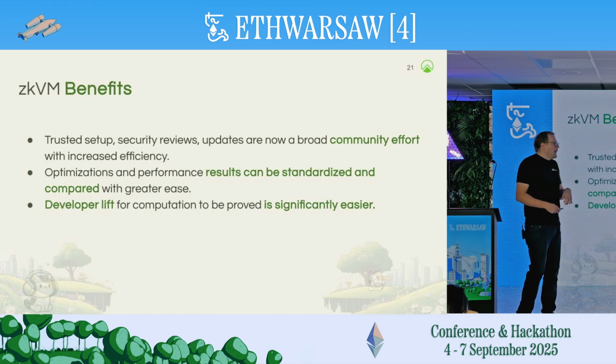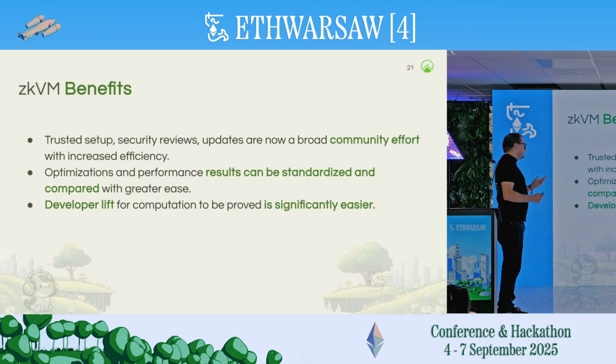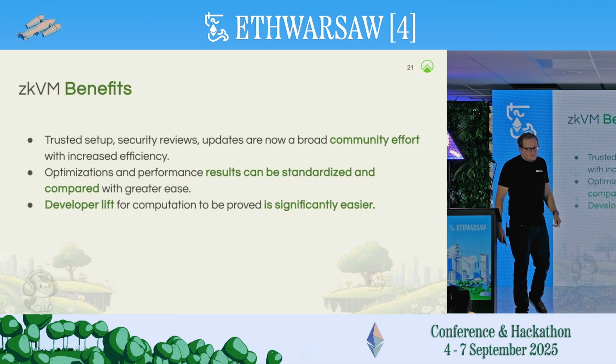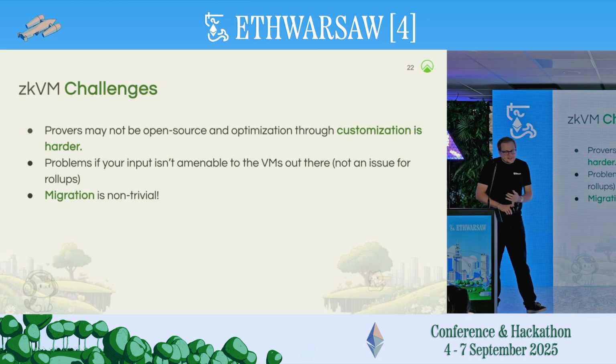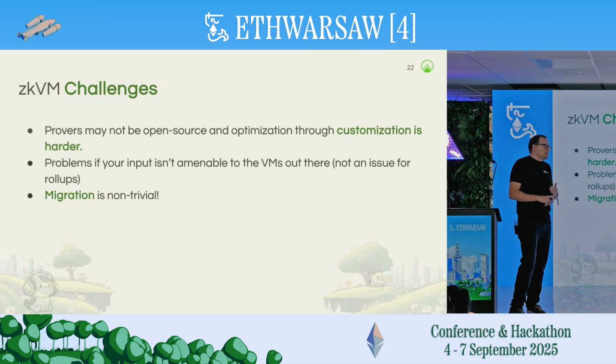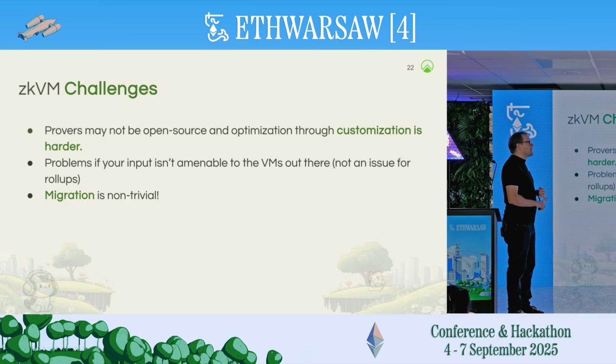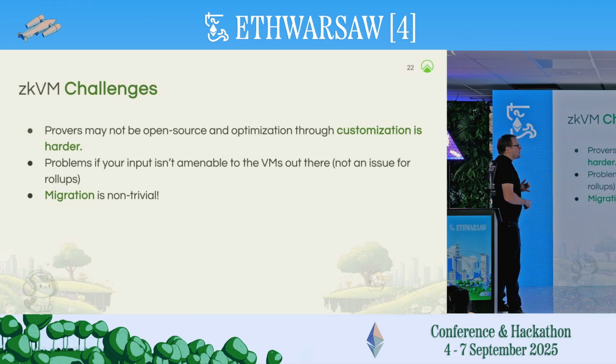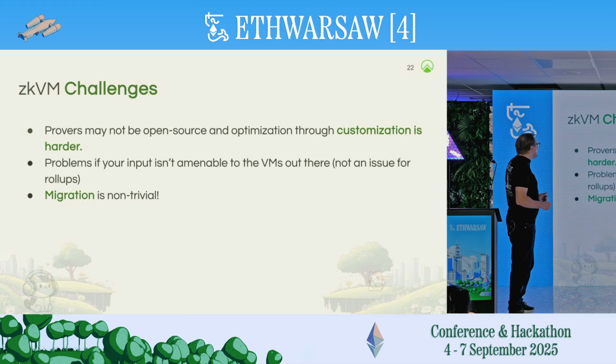And now, the greatest part for me, and probably a lot of people, is that the developers who want to prove something no longer need to know this thing. The downside is customization might be harder. A lot of the zkVMs have open source software for the VM, but not necessarily the provers. So the provers might be a little bit slow unless you pay them. Or maybe there's a way you can make it faster yourself, but it isn't an issue.